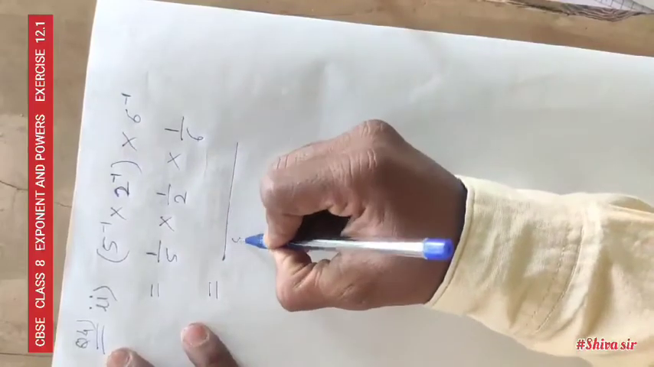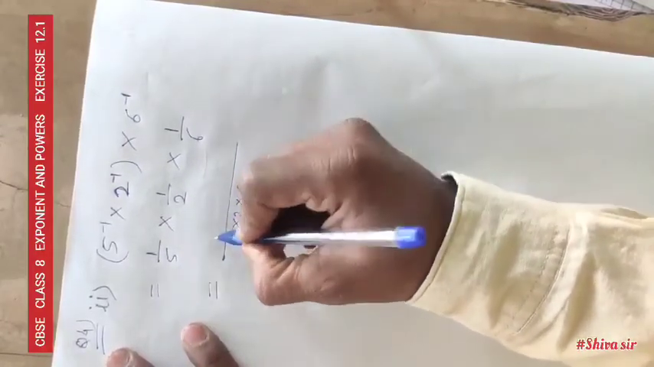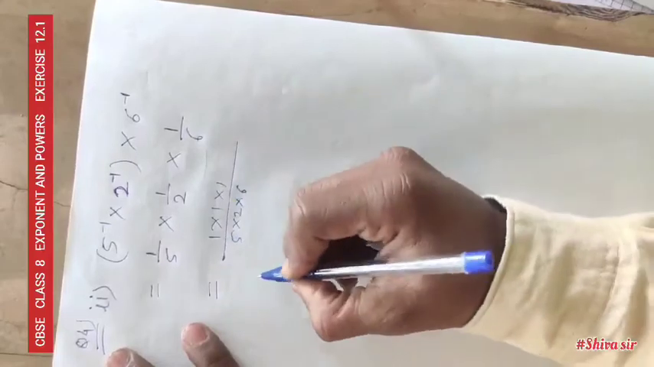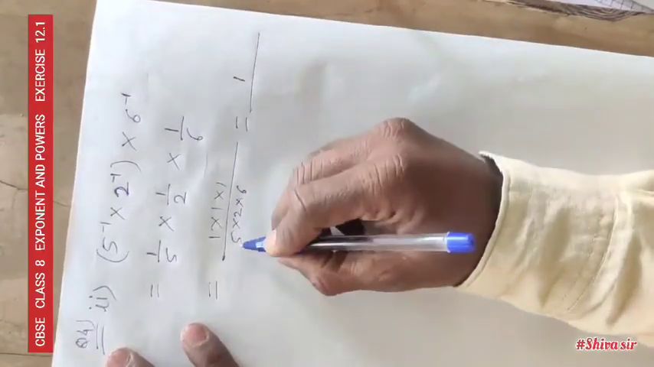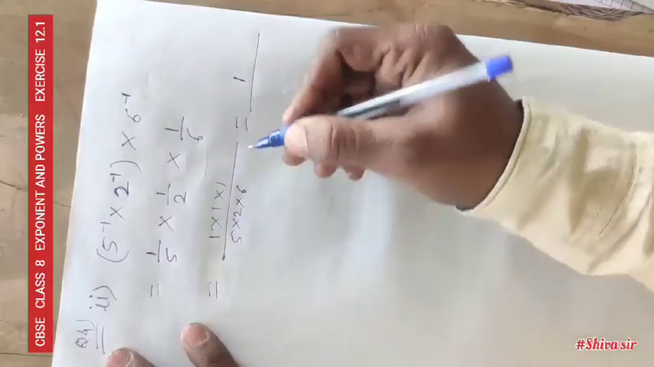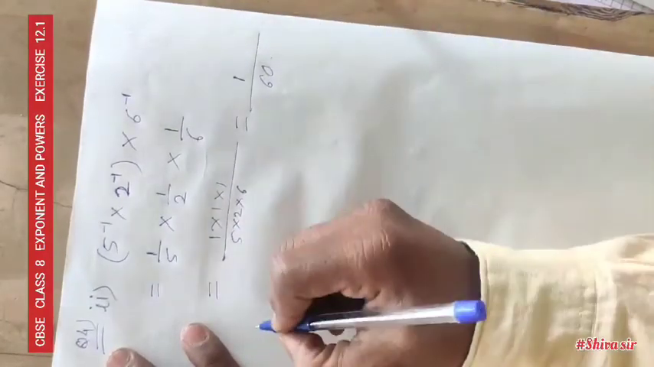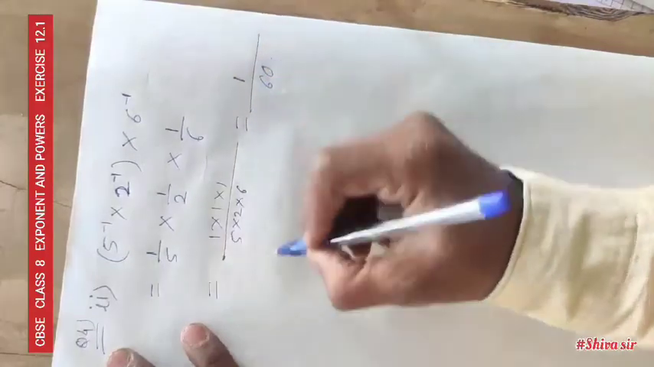Therefore, just write down 5 into 2 into 6 in the denominator and 1 into 1 into 1 in the numerator. So the numerator is 1, and 5 twos are 10, 10 sixes are 60. So our answer is 1 upon 60. Understand? So this is question number 4.